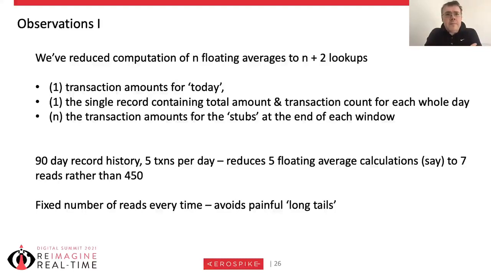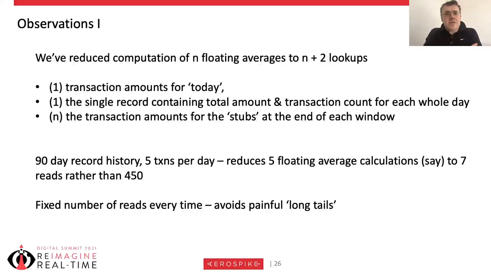So to put that in perspective, that would be 7 reads if we were calculating 5 floating rate averages. If I was having to do that over a 90-day period, if the largest floating rate period was 90 days, I'd have to do 450 reads if I had an average of 5 transactions per day. Again, it's a fixed number of reads.